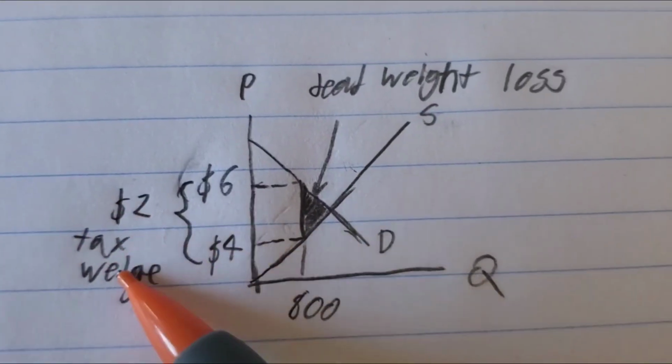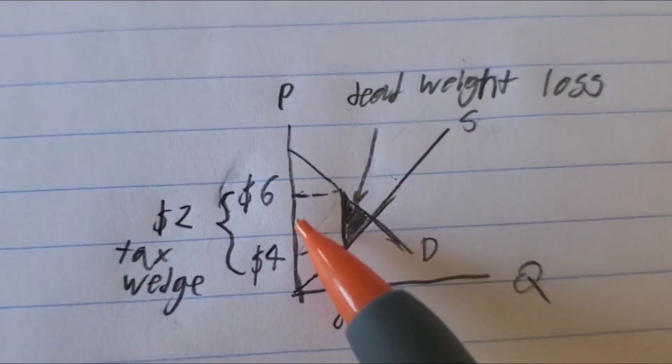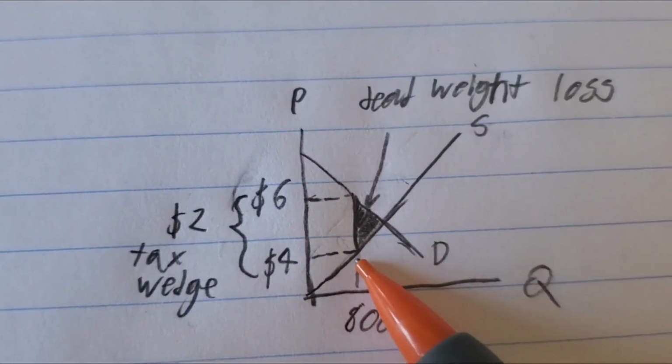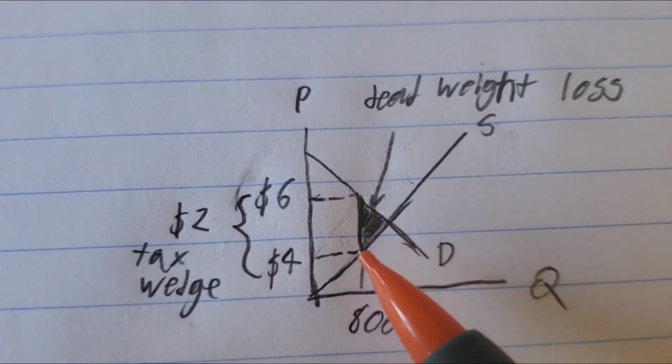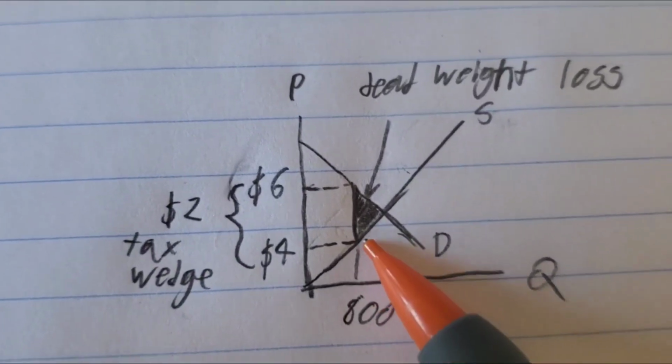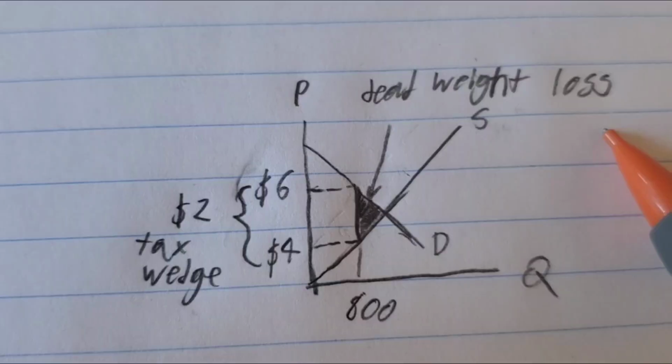Now suppose a $2 tax is placed on every cigarette sale. Sellers are now receiving $4 per sale and buyers are paying $6 per sale. The amount of sales has dropped down to 800. This area in the middle, where there's no sales happening, represents the deadweight loss.